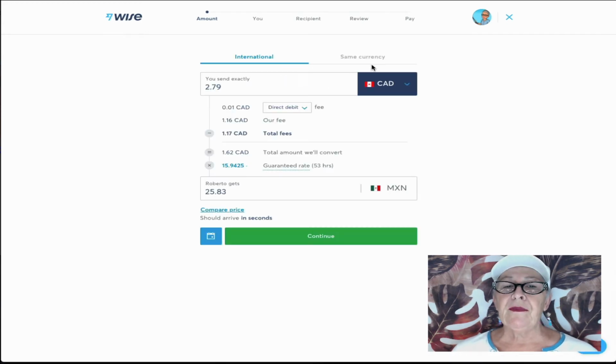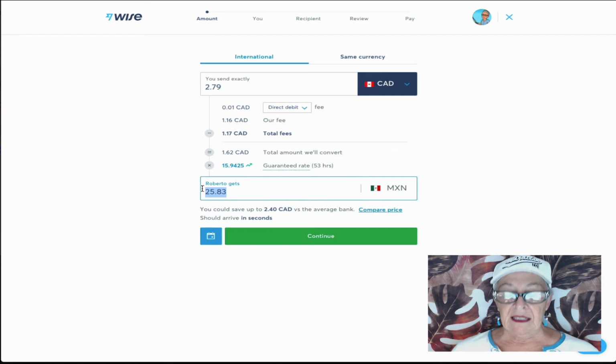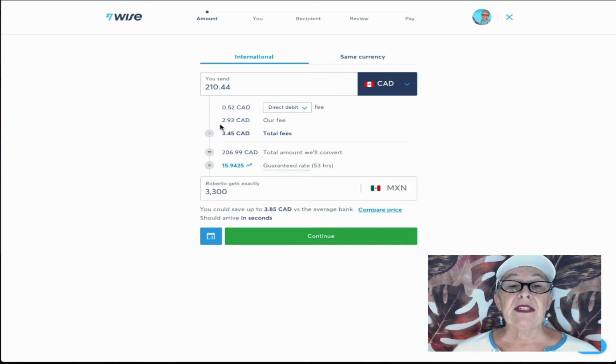Takes a second or so. All right, so I want to send, in this case, this amount of money, and it shows that to send them 3,300 Mexican pesos, it was going to cost me $210.44 Canadian. So there's two fees here. There's a direct debit fee, which is very small, and then there's their fee, which is $2.93, $3.45 total fees.